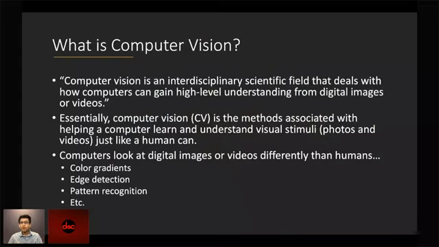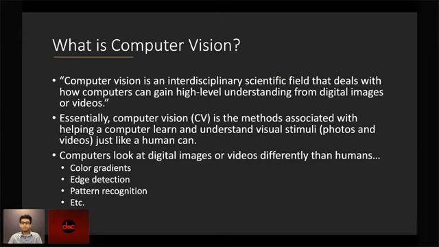So the big question is, what is computer vision? Computer vision is an interdisciplinary field that looks at the methods associated with helping a computer or a software program learn and understand visual stimuli, just like a human can. Visual stimuli include things like digital photos or digital videos. Humans and computers look at these digital stimuli completely differently, however. Computers look at them by looking at color gradients, edge detection, pattern recognition, and a lot of other features; that's what they're called, features. And humans, of course, look at it a little bit differently. But this is how, on a very simple level, computer vision works.